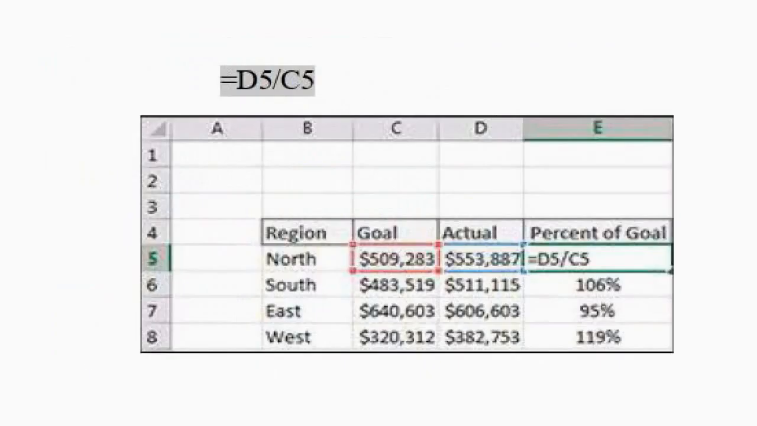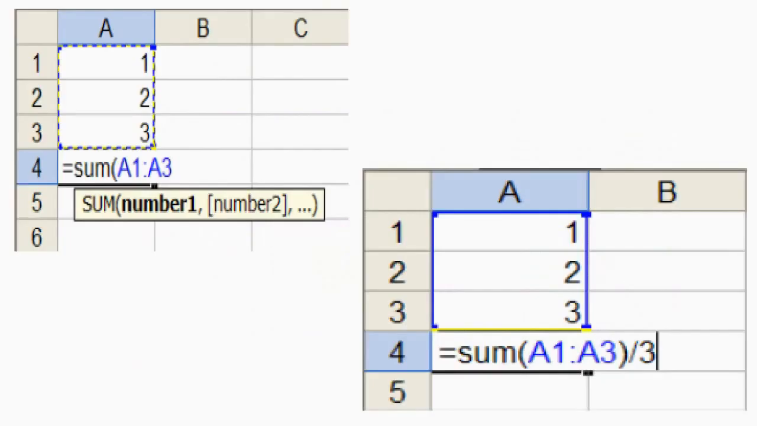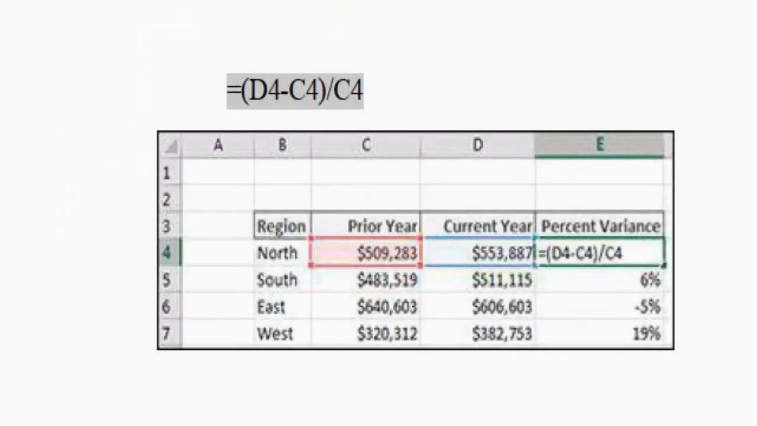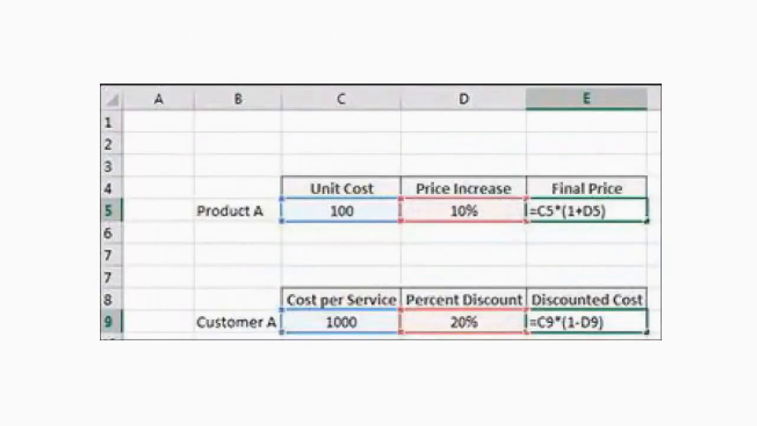This slide shows how to create a division formula, while this slide shows how to combine the addition formula with the division formula. And this slide shows how to combine the subtraction formula with the division formula. Finally, this slide shows how to combine the multiplication formula with the addition and subtraction formula.